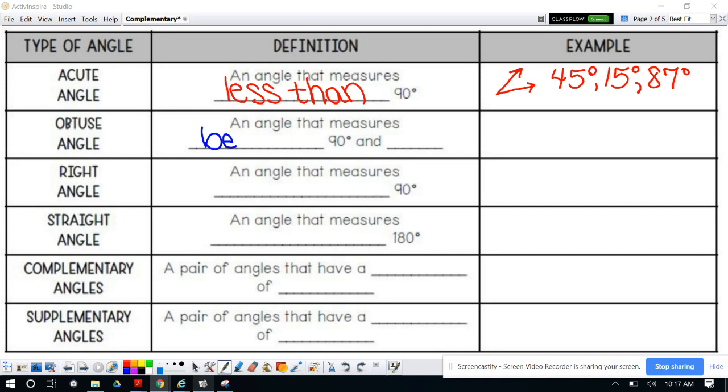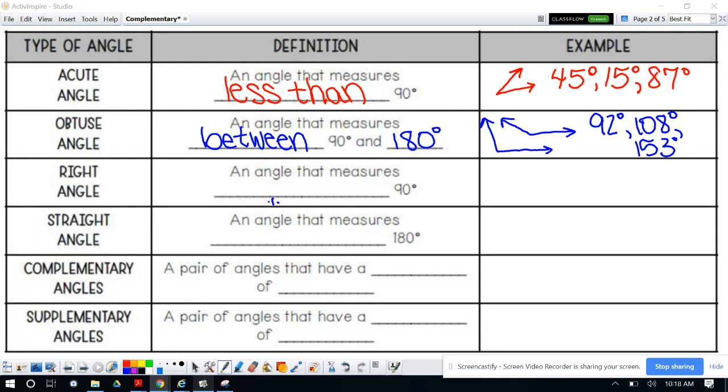An obtuse angle is an angle that measures between 90 and 180 degrees. So an obtuse angle might be an angle that looks like that, that's just a little bit bigger than 90, or it might be one that's much bigger than 90. We might see something like that. So an obtuse angle could be something that's 92 degrees, or 108 degrees, or 153 degrees, anything that's in between 90 and 180 degrees.